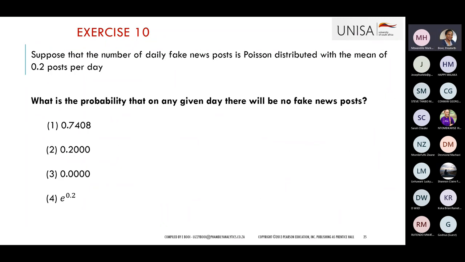Question 10. Using the same information from there, you can see that you need to calculate the probability that on any given day there will be no fake news. No means zero. So you can find out whether it's any of these, and if not, then use the formula to check if this is the correct one. Remember, you don't have to simplify the entire formula. You just need to substitute and simplify the numbers, except the e, the natural log base.